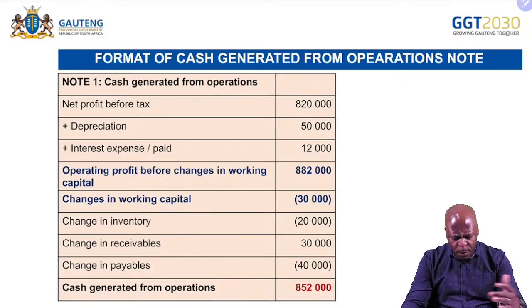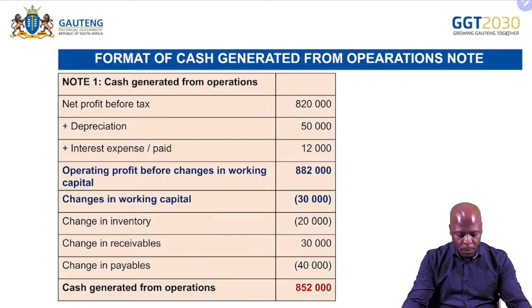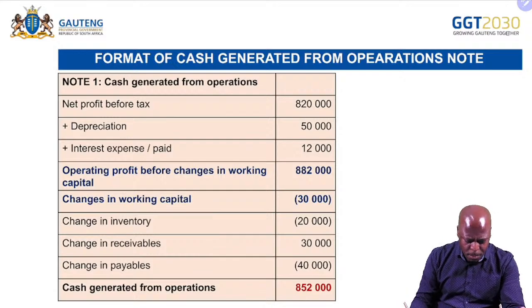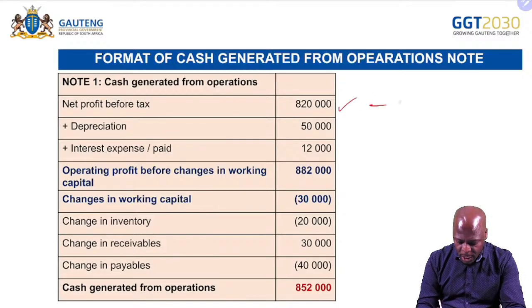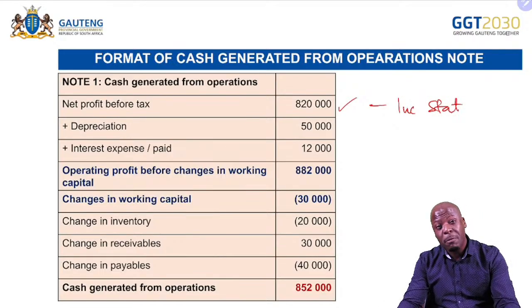All right, so the format is very simple. Number 1, we start with our net profit before tax. Obviously, you know this amount, you're getting it from the income statement. This is your net profit before tax.